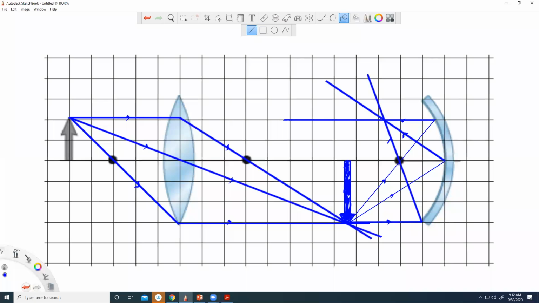And in this case, it would be upright for this mirror because it's above the axis. Cool. So that's the final image of the object. And again, it's upright because it's above the axis.